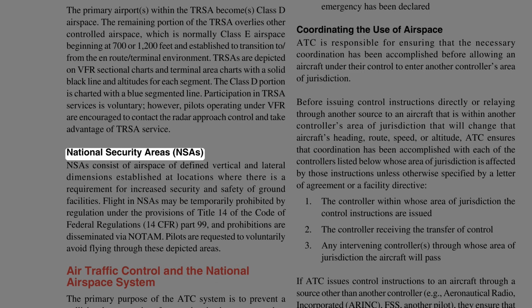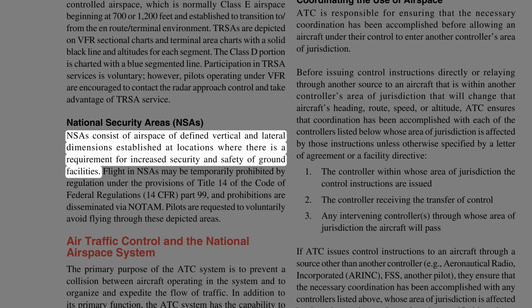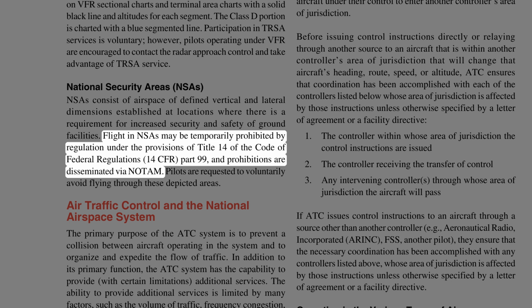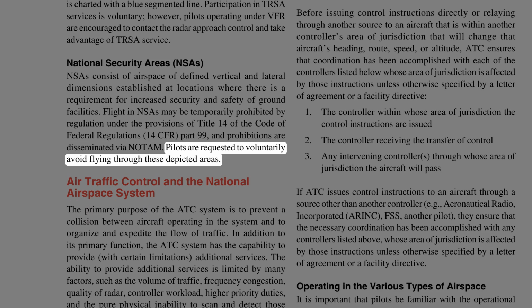National Security Areas, NSAs. NSAs consist of airspace of defined vertical and lateral dimensions established at locations where there is a requirement for increased security and safety of ground facilities. Flight in NSAs may be temporarily prohibited by regulation under the provisions of Title 14 of the Code of Federal Regulations, 14 CFR, Part 99, and prohibitions are disseminated via NOTAM. Pilots are requested to voluntarily avoid flying through these depicted areas.